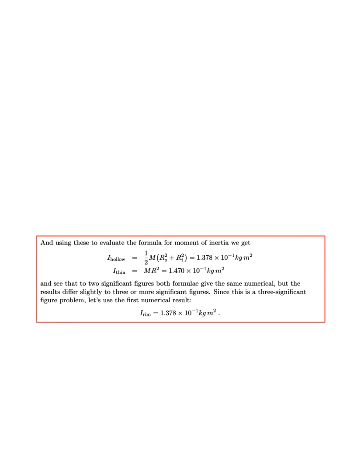In any case, this is what I get. If you use the hollow cylinder, the one that's not infinitely thin, you get 0.1378 kilograms times meters squared. And if you just use the thin-walled cylinder and the outer radius, you get 0.1470 kilogram meter squared. They're not exactly the same.